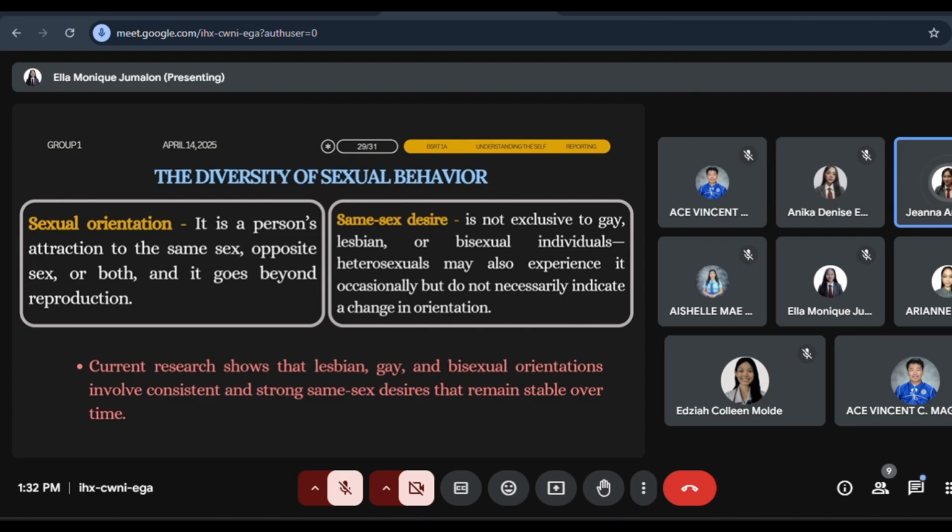On the other hand, research shows that lesbian, gay, and bisexual orientations are marked by strong and lasting same sex desires that stay stable over time, showing that sexual orientation is complex and unique for each person.